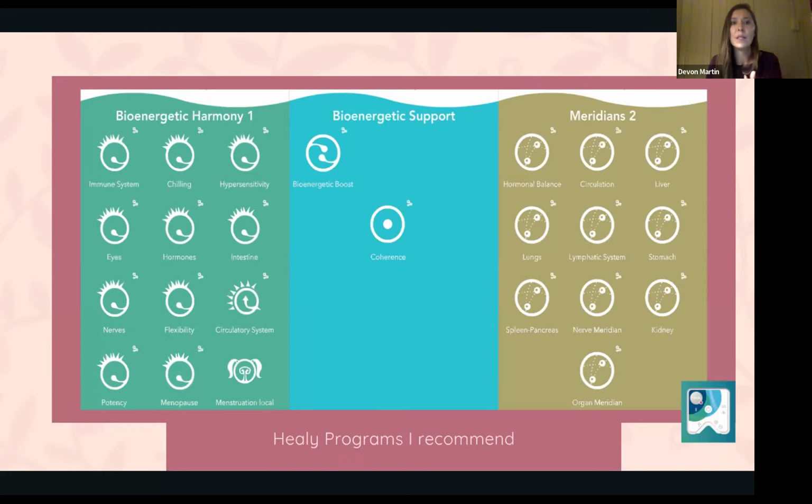I'd also recommend the bioenergetic boost, and in the meridians program, the lymphatic system and the spleen. Obviously, anything that's going to keep your immune system supported.